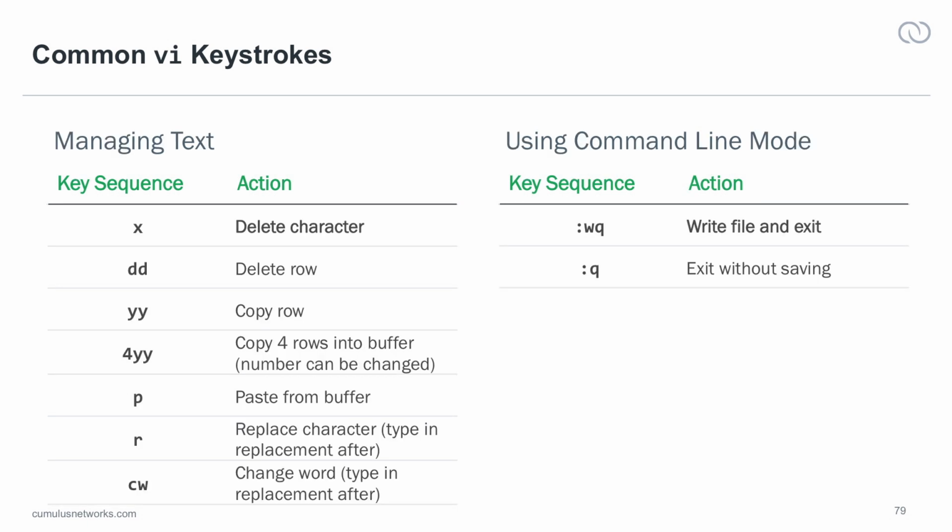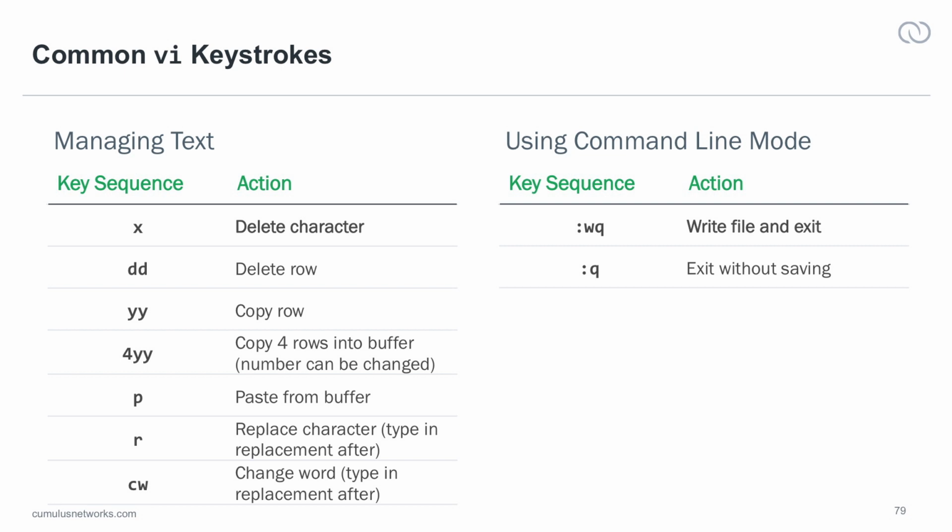To manage text, there are several options. If I tap the keystroke X, it will delete the character that the cursor is currently over. If I press DD, this will delete an entire row. If I type YY, it will copy an entire row. Those three commands can be combined with numerics in order to repeat a command. For example, if I type 4YY, this will copy 4 lines from the current location. Once I've either cut or copied text, I can use the P key to paste from buffer.